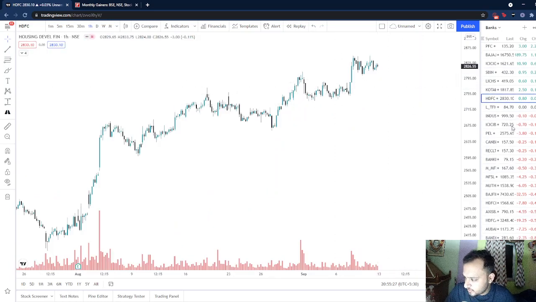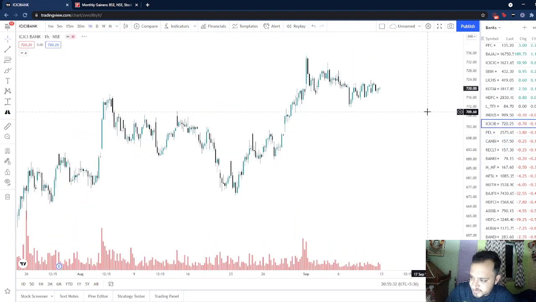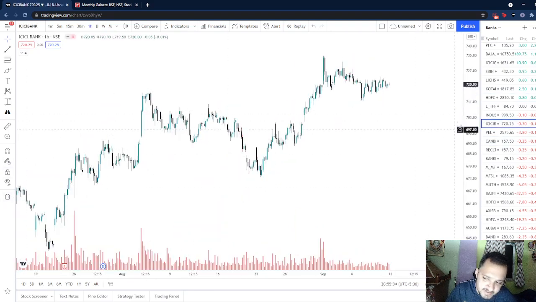SDFC is very strong. You have to keep an eye. We'll discuss these in the finance sectors, but let's check out some banks. ICICI Bank. Now you see the difference between this and Nifty Bank.